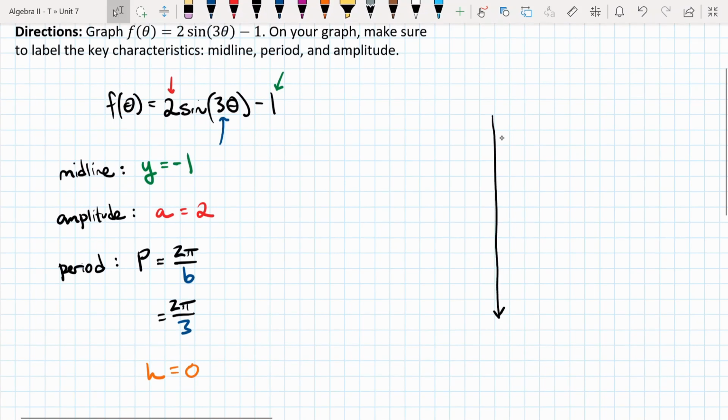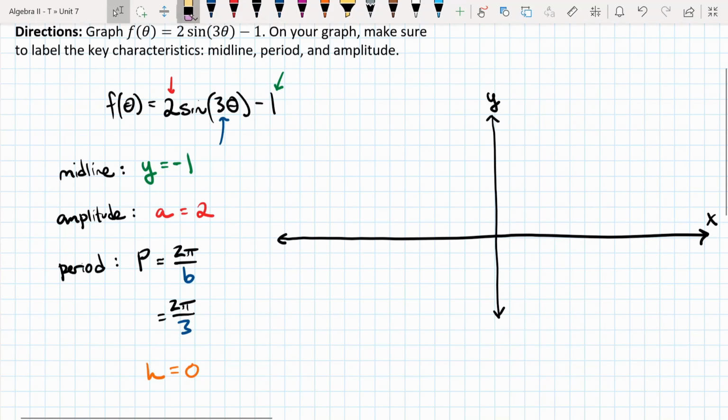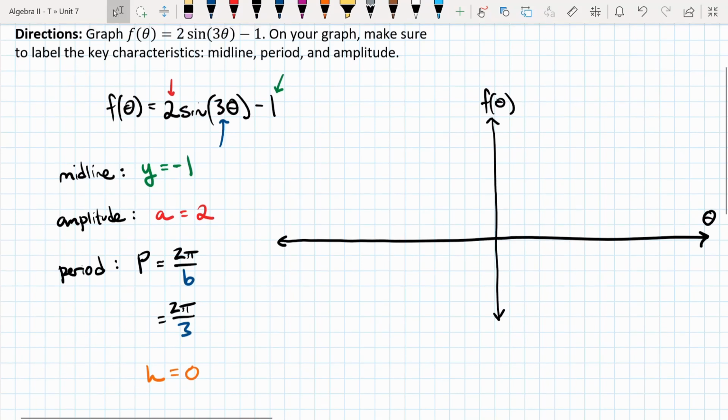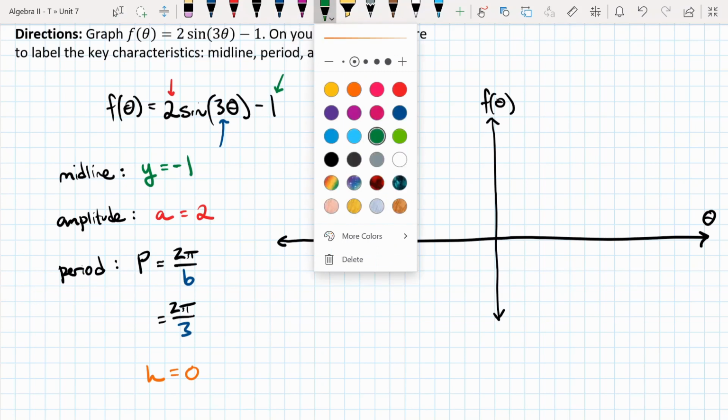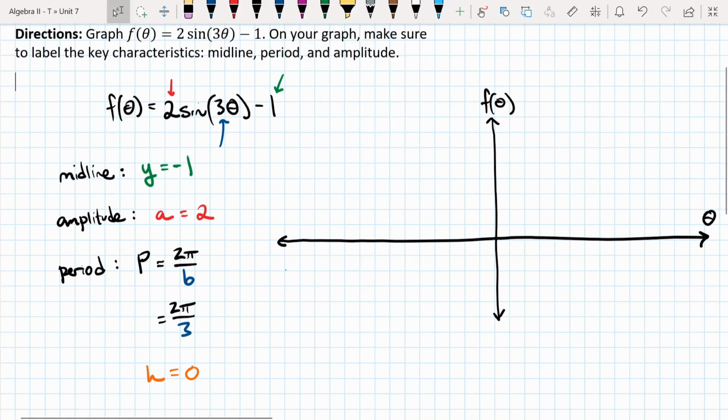So all of these will have similar shapes, but they're going to be different. So here's our y-axis. Here's our x-axis. Well, let's call it theta instead of x, and we can call this f of x. It's the same thing. The notation's just written differently. All right. So the first thing we're going to do here is let's identify the location of the midline, and then we're going to draw a horizontal line at the midline. Okay, so the midline is -1, and so let's draw a horizontal line here at -1.